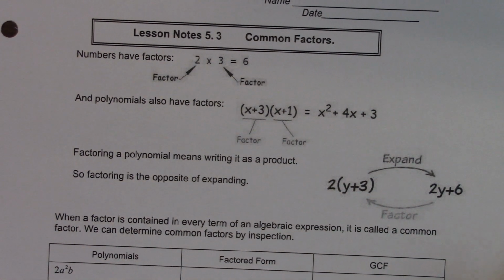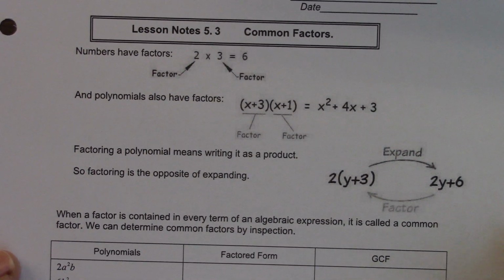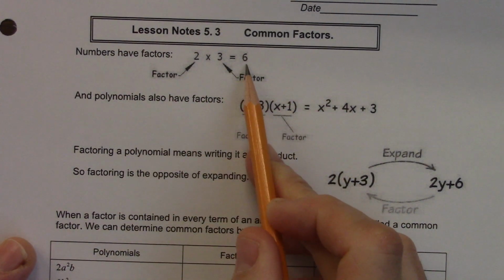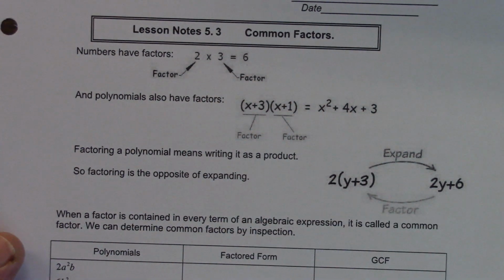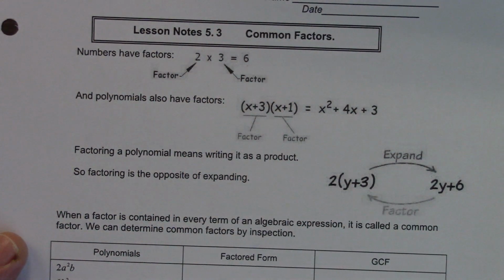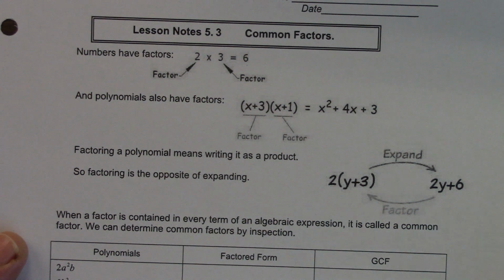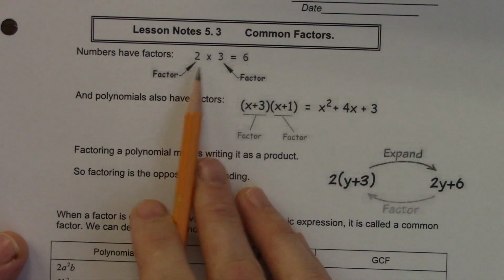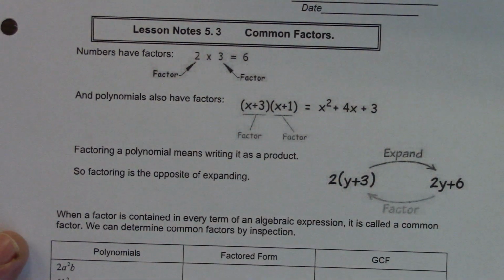Okay, this is 5.3. We're learning about common factors. So the first example here, we have 6, and we want to know what the factors are. So the factors for 6 are 2 and 3. 6 and 1 are also factors, but we are looking for the prime factors, so the other numbers that are not divisible other than by 1 and themselves, so that's 2 and 3.